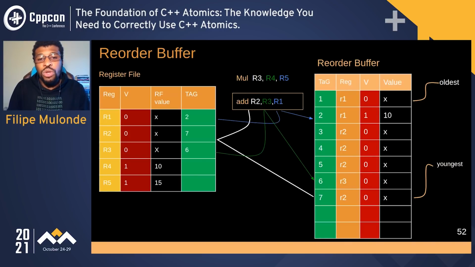And the same thing we do with register number 1. We go to the register file, and we see that the valid bit of register number 1 is 0. So we take the tag to access the reorder buffer, in this case entry number 2, and we see that the valid bit is 1, so it means the value is valid and ready, so we can take the value of register number 1. But this instruction needs to wait because register number 3 is not ready yet.